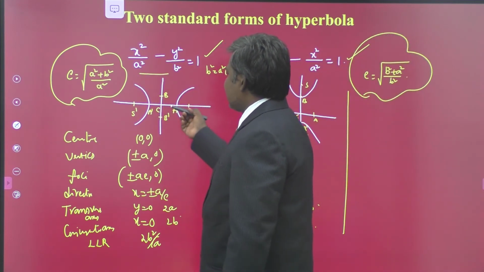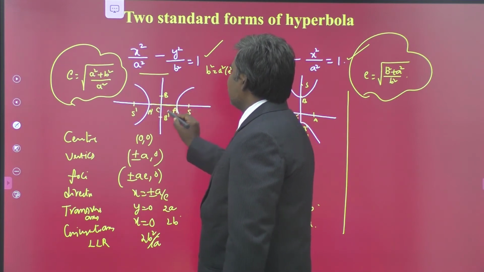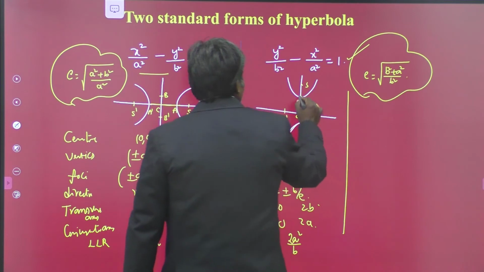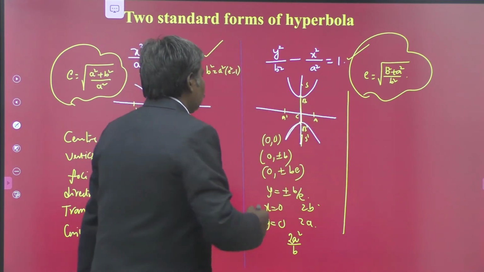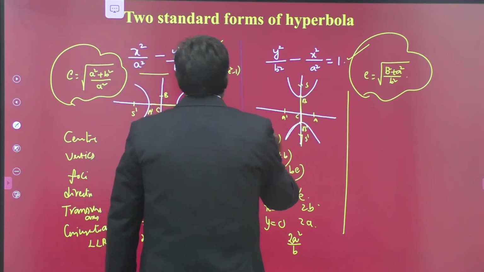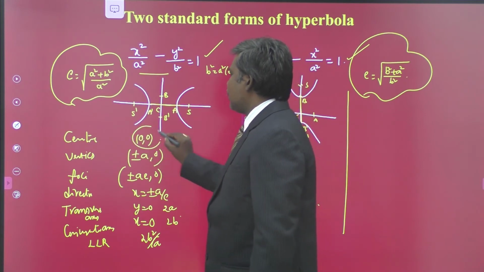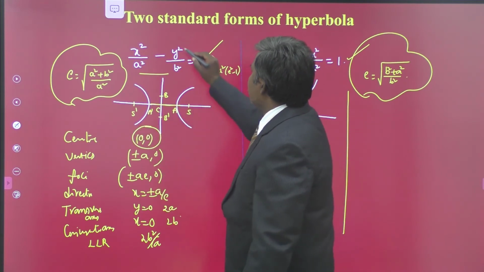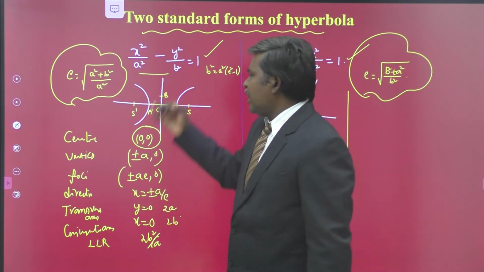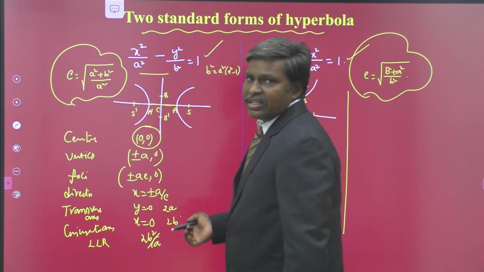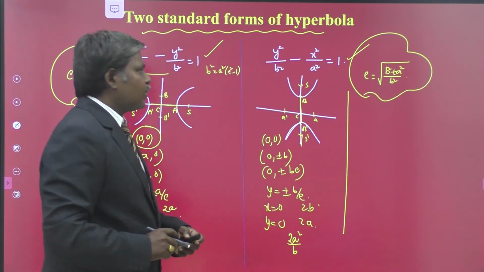So their axes are along x and y axis. Here the transverse axis is along x-axis, its length is 2a. Here the transverse axis is along y-axis, its length is 2b. So these are the foci along y-axis. Here the foci are along the x-axis. What is the center? 0 comma 0. So in this manner we can write the two standard forms of the hyperbola, and we can list out the concepts related to both the standard forms of the hyperbola. Okay.